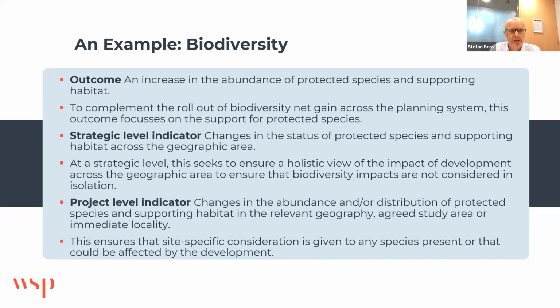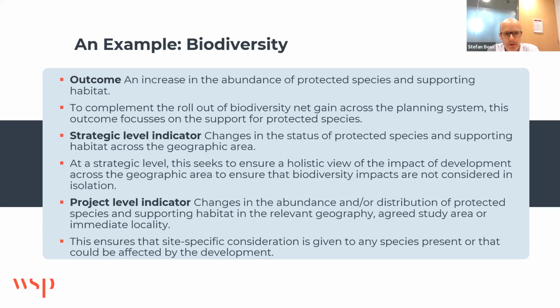I think biodiversity is probably a relatively simple environmental discipline to give an example for. I'm going to be really interested to see when we start getting into cultural heritage or landscape, and some of the softer, less quantified disciplines, about how actually you can go and demonstrate that we're supporting those outcomes.